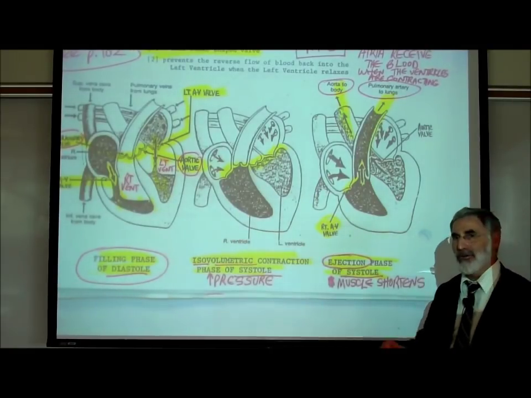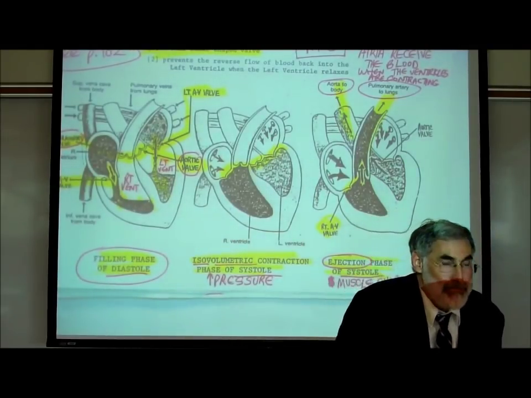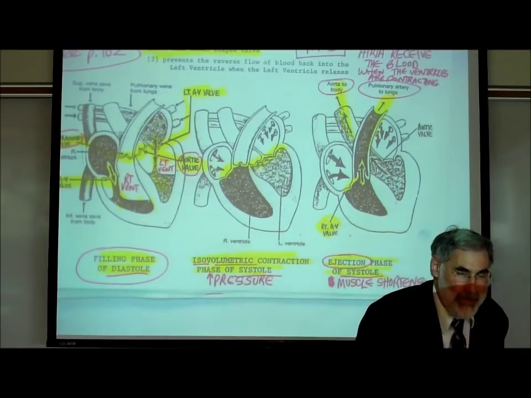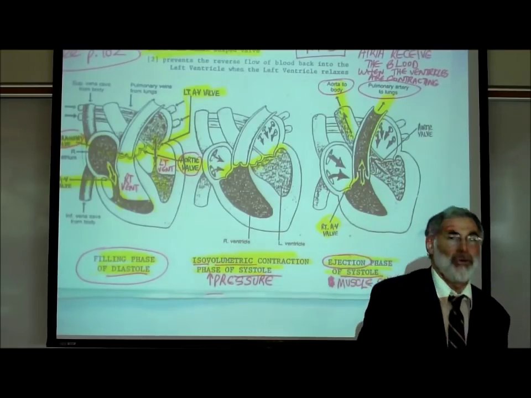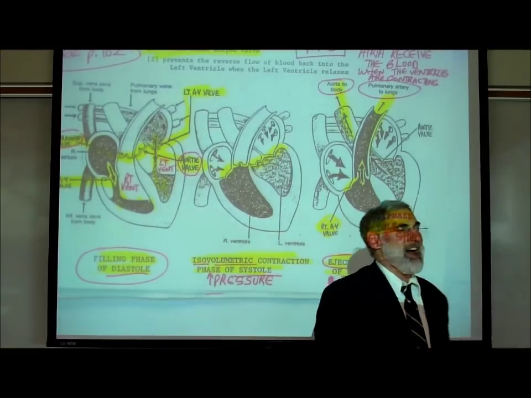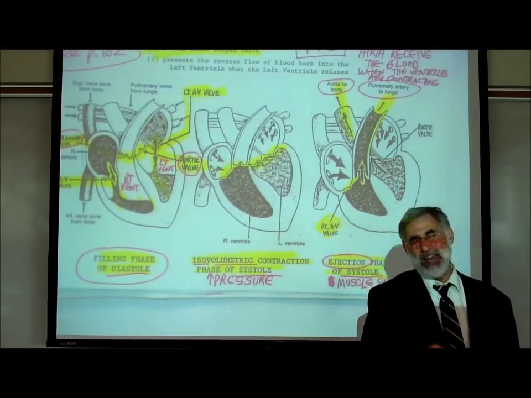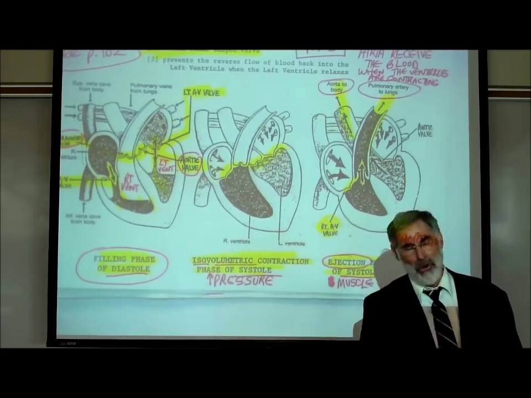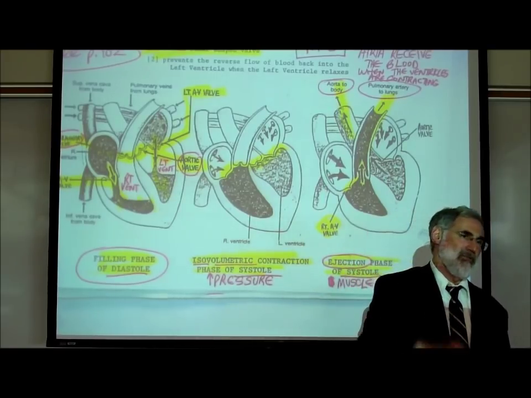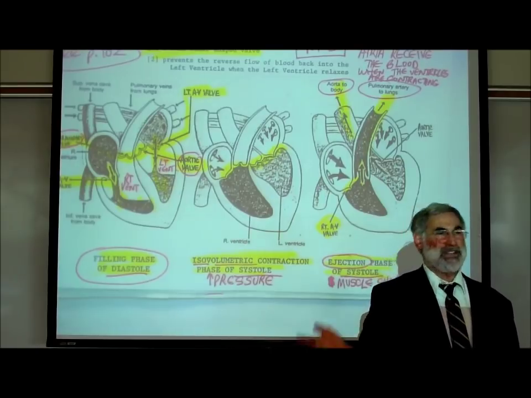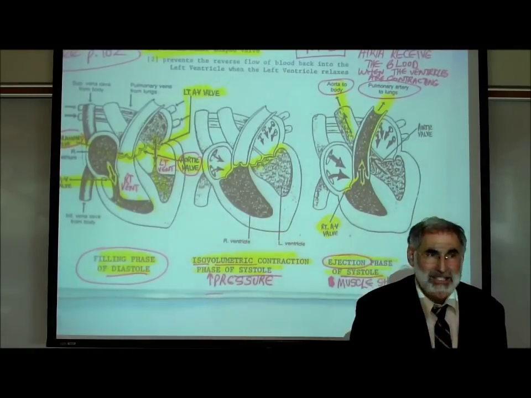You need to be able to, and we covered this last time, you need to be able to write on a blank sheet of paper, not because I'm going to ask you to do it, but you won't understand physiology until you can say the vena cava, the blood goes from the vena cava to the right atrium, past the right AV valve to the right ventricle, pulmonary valve, pulmonary artery, lungs, pulmonary veins, left atrium, left AV valve, left ventricle, aortic valve, aorta. You've got to know that.